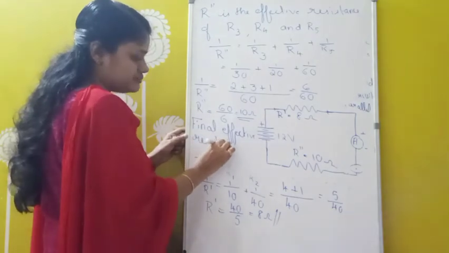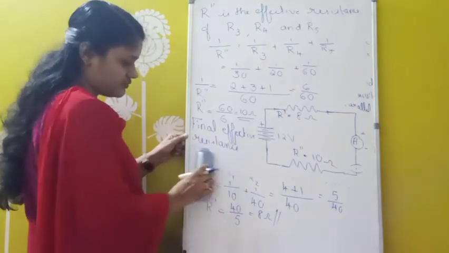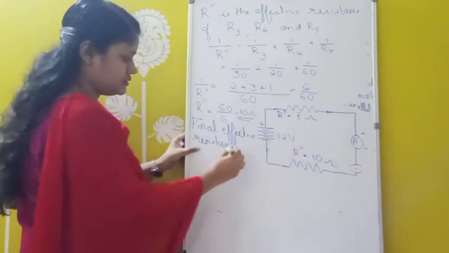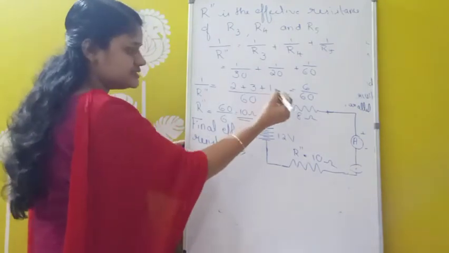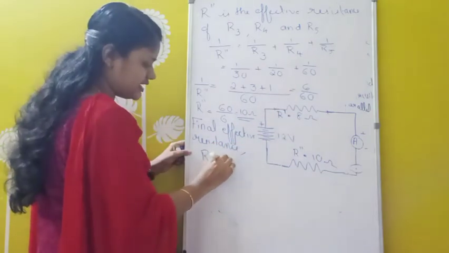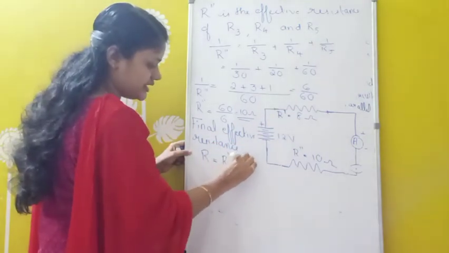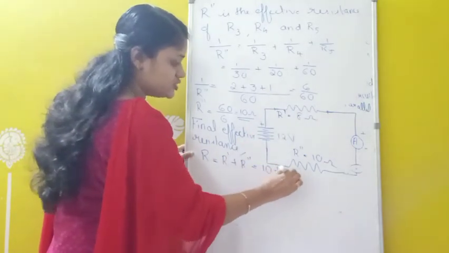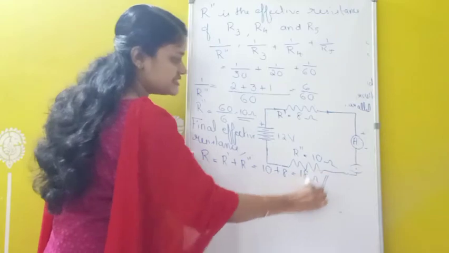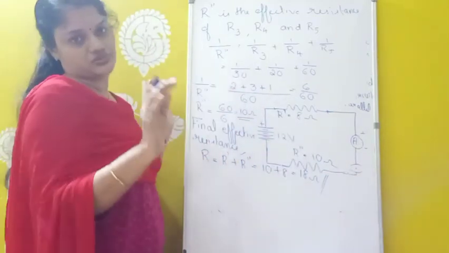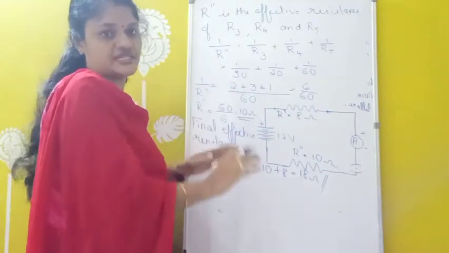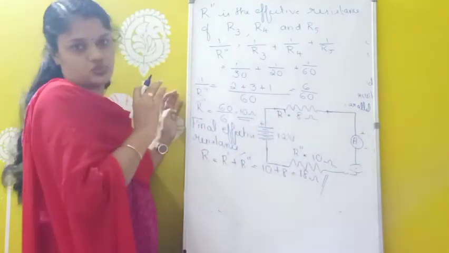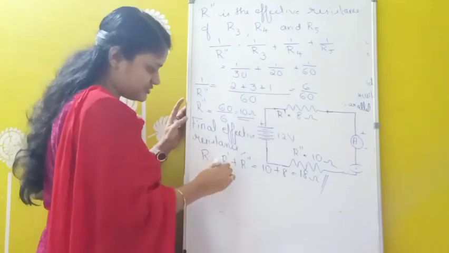So that one I am taking simply as R. R equals, how can we find it? Simply we can add R dash and R double dash. That is equivalent to 10 plus 8. How much? 18 ohm. So this 18 ohm is the effective resistance of this circuit. So this final resistance, or we can say the total effective resistance of this whole circuit, is how much? 18 ohm. Okay. Now here, what is the potential difference given?